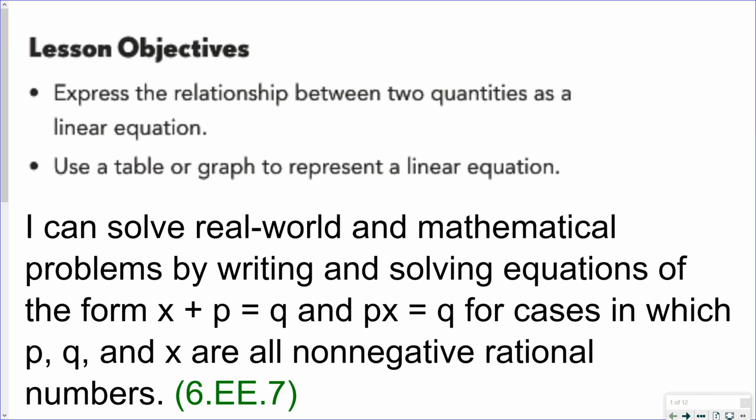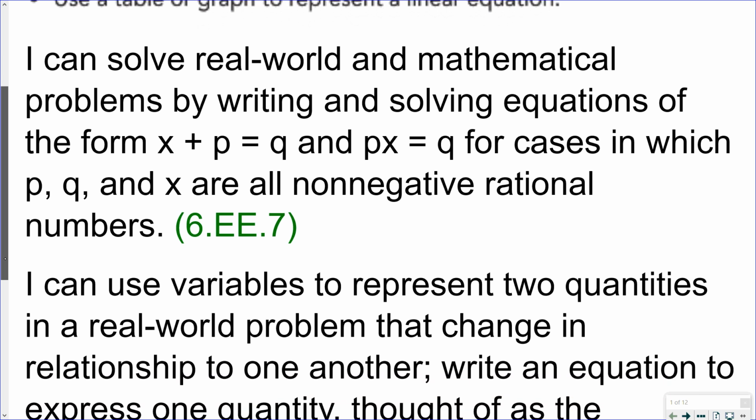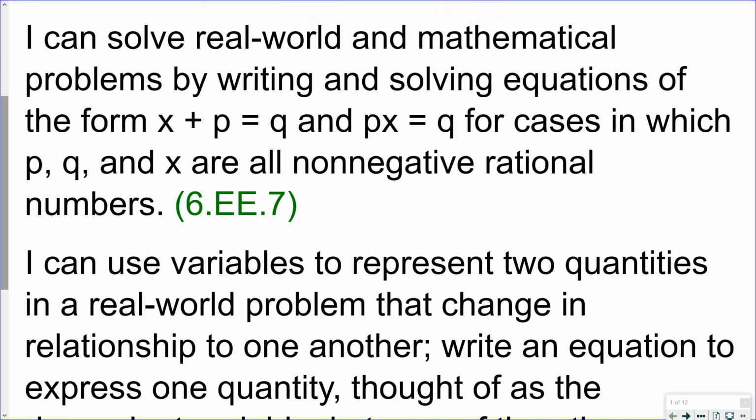Today we're going to do the first part of our lesson on writing linear equations. Today we're going to express the relationship between two quantities as a linear equation. And then in our following lesson, we will use the table or graph to represent a linear equation. So that will be part 2 of the lesson coming up next. So our two standards are below. 6.EE.7 is our first standard that we'll be addressing today.